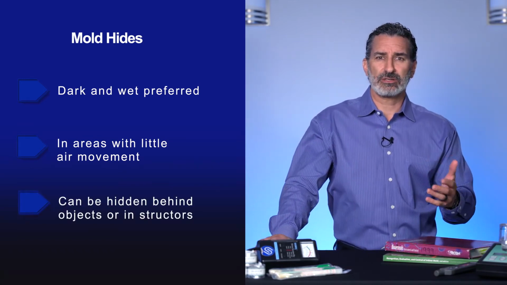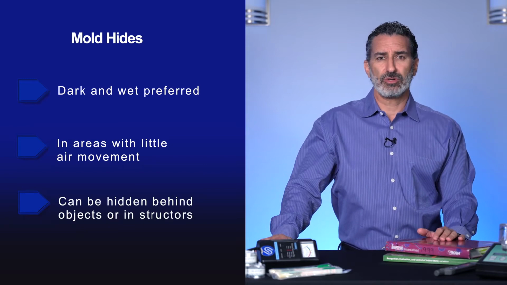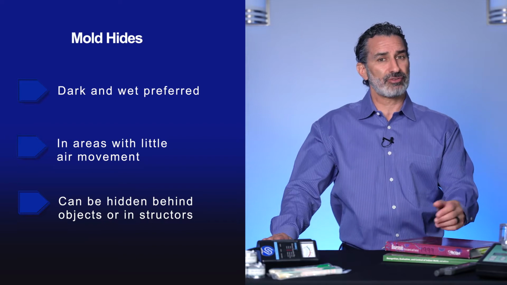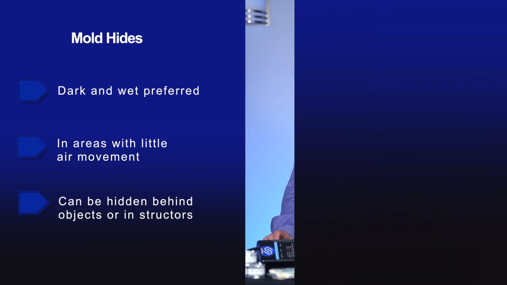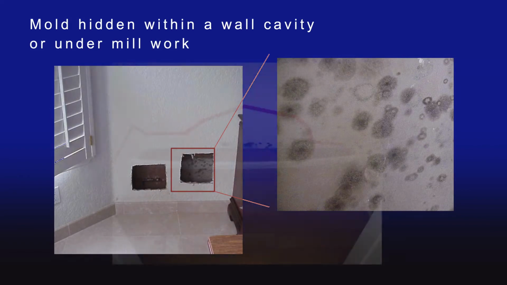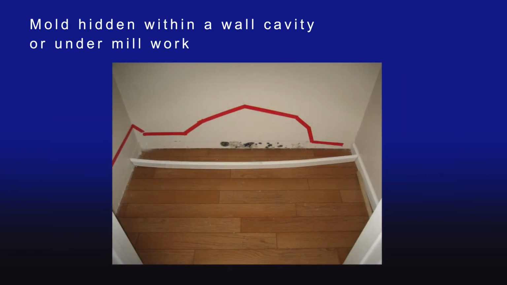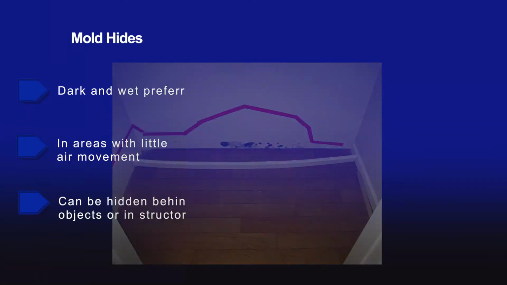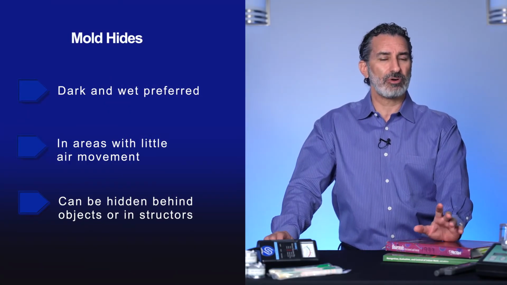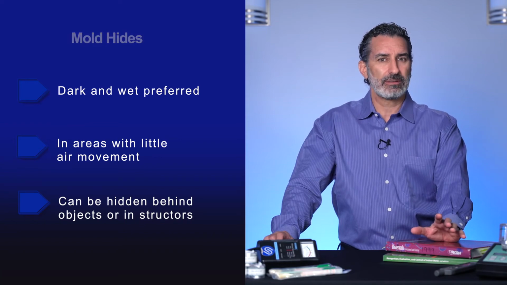Contents often obstruct visible mold growth. So you may have mold growing behind a table, behind a cabinet, behind a refrigerator that you might not be able to see. You could have mold growing inside a wall cavity or under your millwork. So sometimes you'll be able to see the mold, obviously in an area where it's unobstructed. But there are many times where mold can be growing in your building and it is hidden.